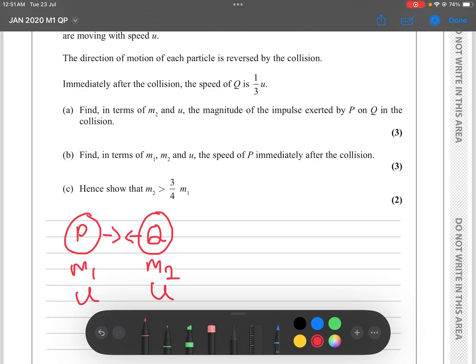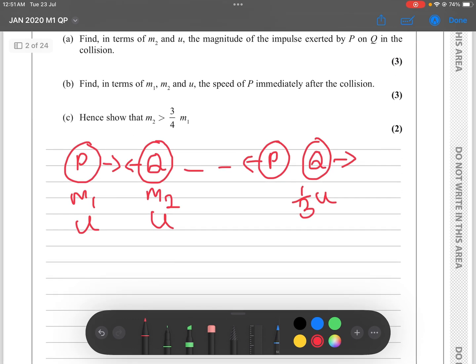Then the direction of motion of each particle is reversed by the collision. So after a while, this is again particle P, this is again particle Q. Their directions are opposite to each other, so it becomes like this, still traveling in this way. And then immediately after the collision, the speed of Q is 1 by 3u.